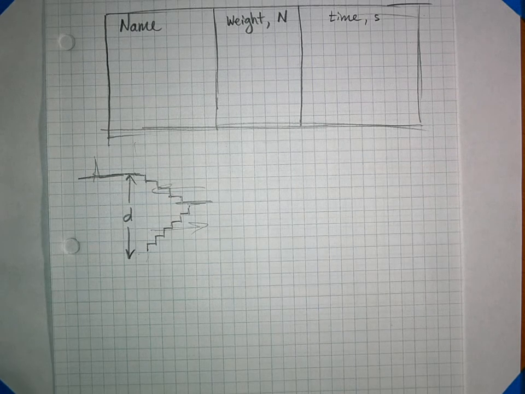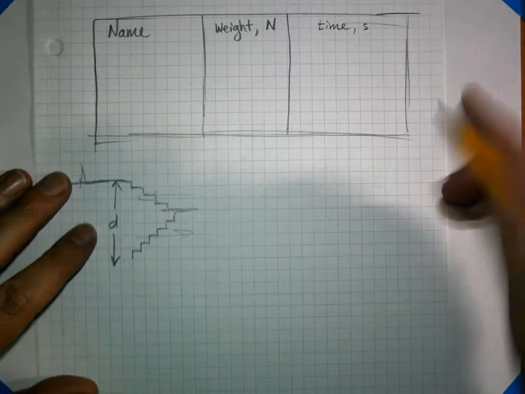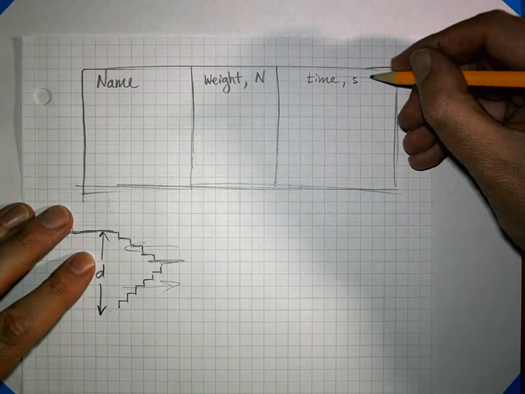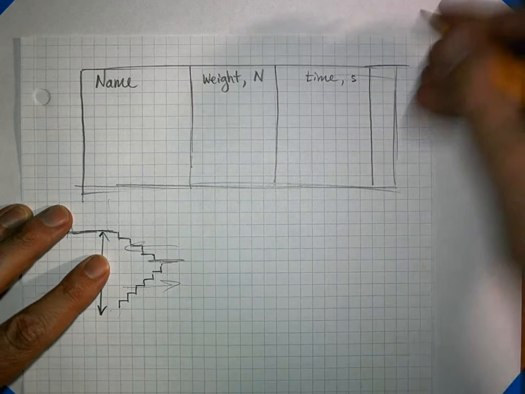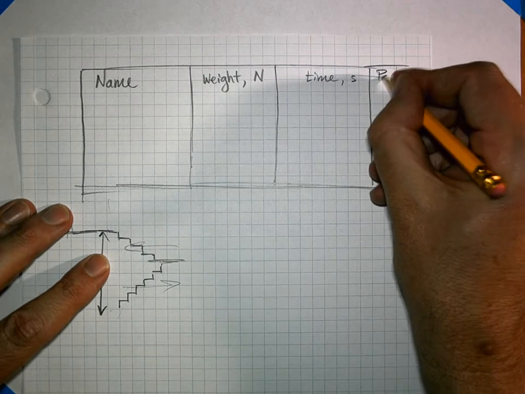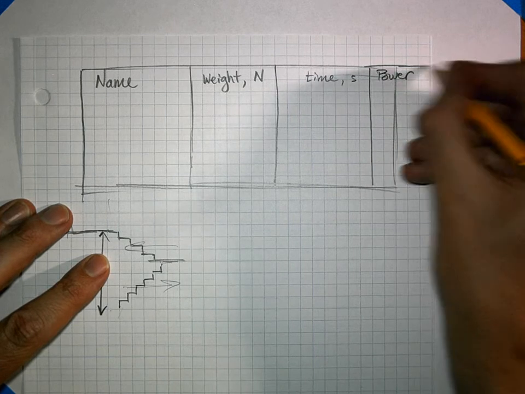Okay, and oh shoot, I forgot a column for power over here. So add a column. This is when you're going to figure out how much power each person has.